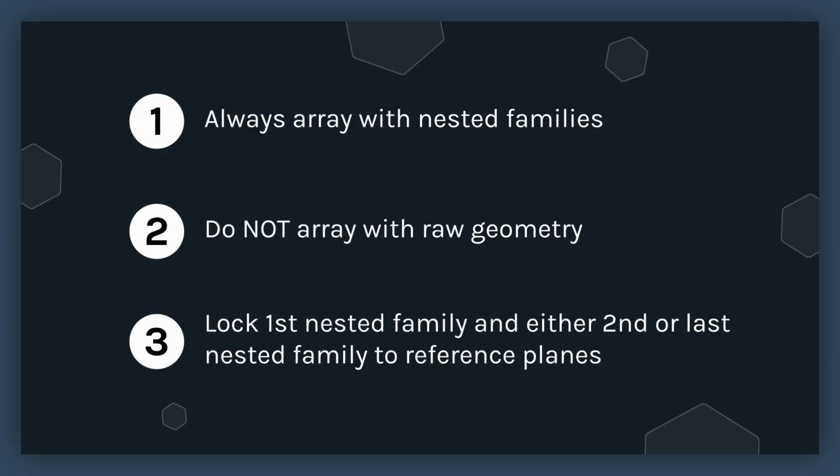Why? Because if you array raw geometry, it will ultimately break. This can cause all sorts of problems with stability, performance, and especially joining geometry in your overall model. By arraying a nested family, you encapsulate the geometry and its behavior, making the array robust and predictable. This also makes your overall family much more stable and efficient within your project.